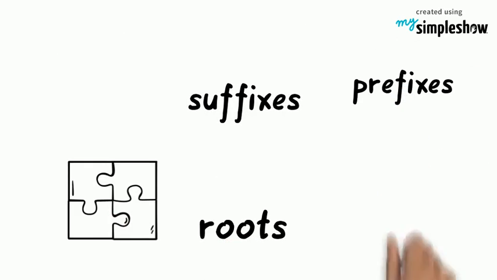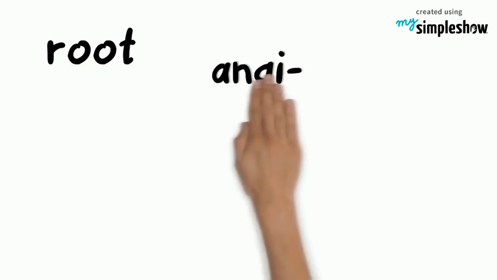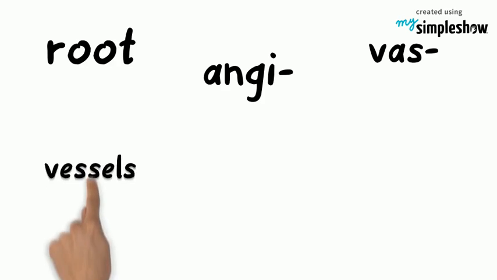The elements of medical terms are its roots, suffixes, and prefixes. Every term has at least one root. The root is the foundation of the term. More than one root can have the same meaning. For example, angi and vas both mean vessels.